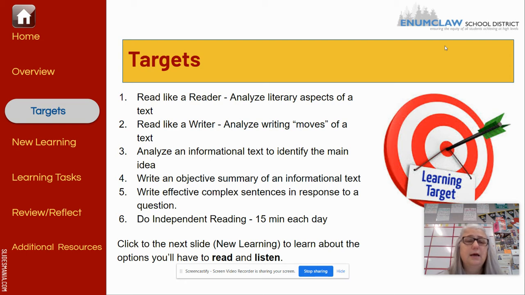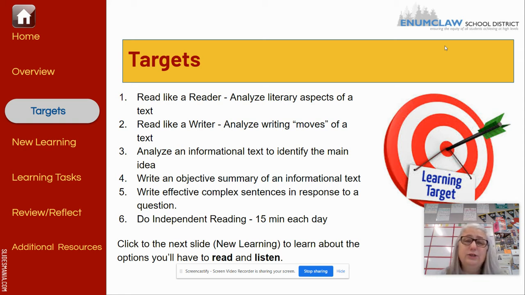So these are our targets this week: reading like a reader, using literary aspects of a text to analyze; reading like a writer, looking at the writing moves of the author to analyze the text. Or you're going to be analyzing informational text, specifically infographics, to identify the main idea of the infographic, and then writing a summary of the infographic. And it needs to be objective because you're being informational. You're not to include any of your opinions, but it's supposed to be just the facts.